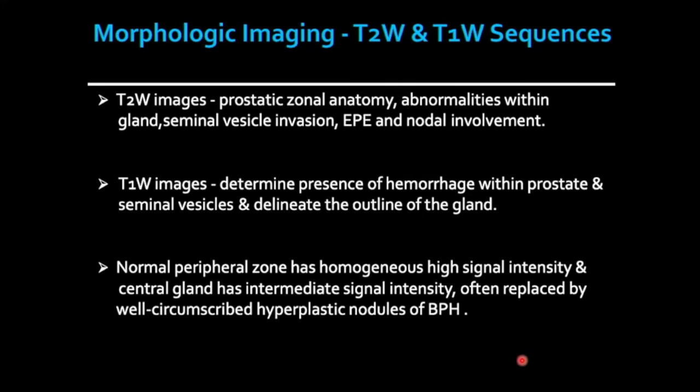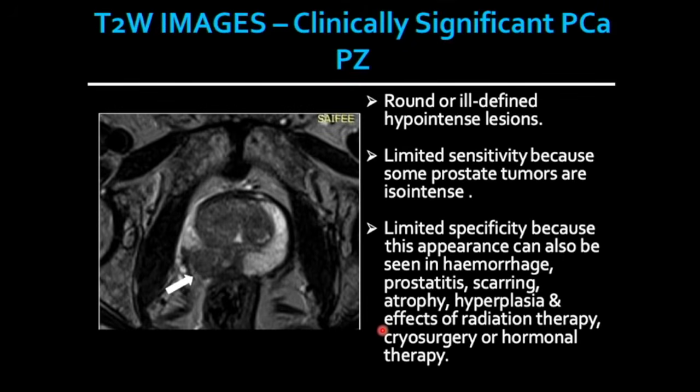So coming to T2 and T1 weighted sequences, T2 weighted images are important for delineating the zonal anatomy, abnormalities within the gland, invasion of seminal vesicles, extraprostatic extension, and any nodal involvement. T1 weighted is important to exclude the presence of hemorrhage as a baseline before you inject contrast. The normal peripheral zone has homogeneous high signal, it's hyperintense, and the central gland has intermediate signal intensity on the T2 weighted images. This is often replaced, the central gland that is, by well circumscribed hyperplastic nodules in BPH.